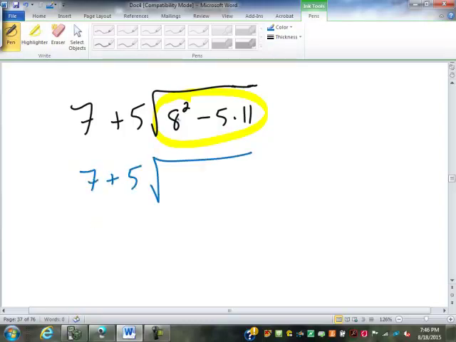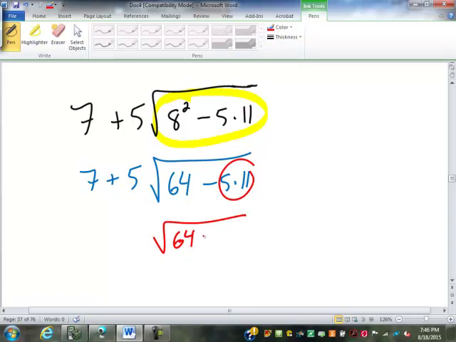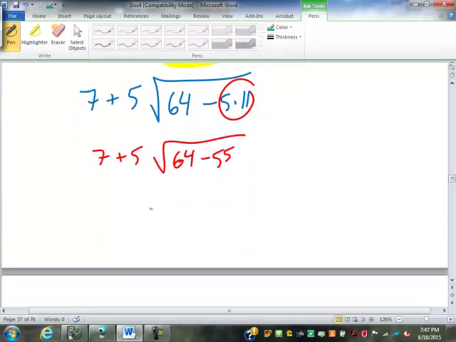The exponent. 8 squared, which is 64. Good. What's next? Multiply. 5 times 11 is 55. And then subtract. 64 minus 55 is 9, correct?